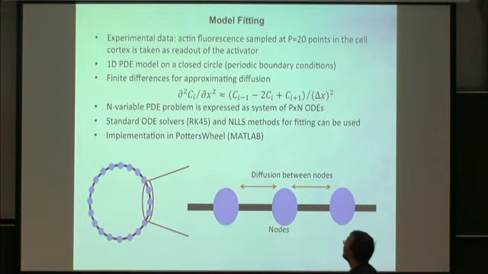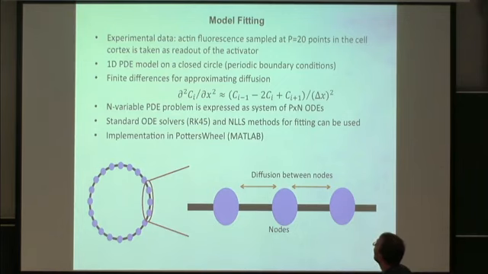So we actually use actin as a readout for the activator. You can argue whether this is good or bad. And then we have a 1D PDE model on the cell contour, and we transform that PDE model into a system of coupled ODEs, which can be fitted very easily using very standard methods. So not much exciting here.